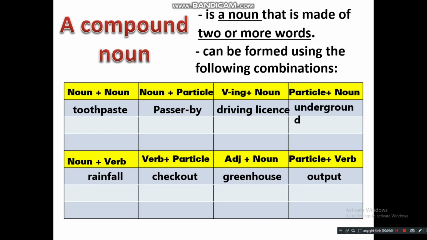Particle with noun, we have underground as an example. And lastly, particle with verb, we have output. So those are the types of compound nouns that can be formed using 2 types, either noun, verb, or particle. So let's do some exercise to learn more about it.